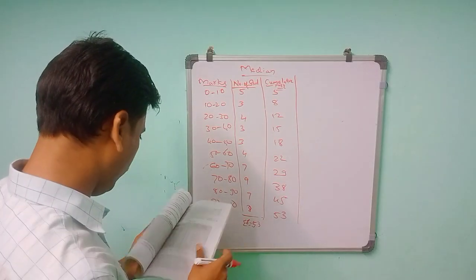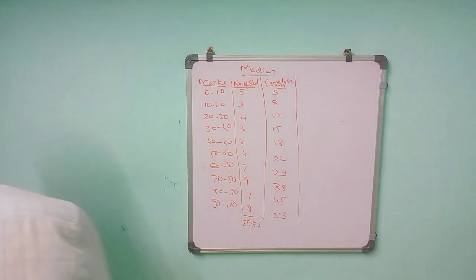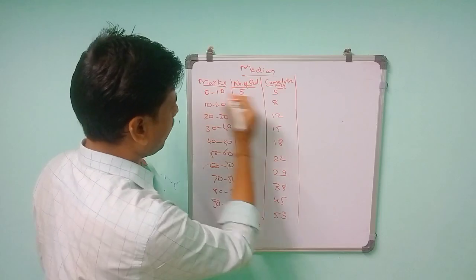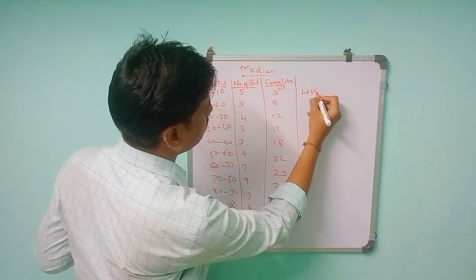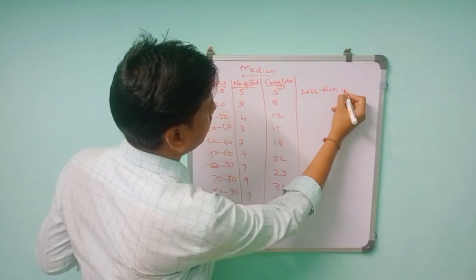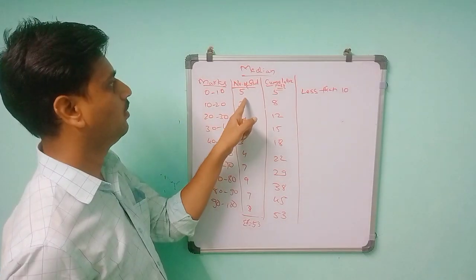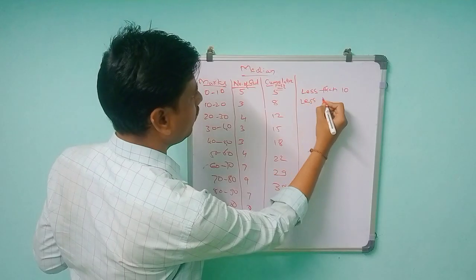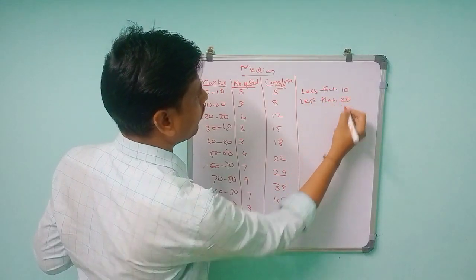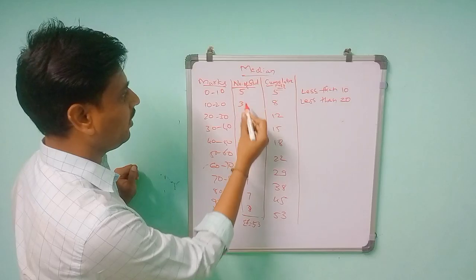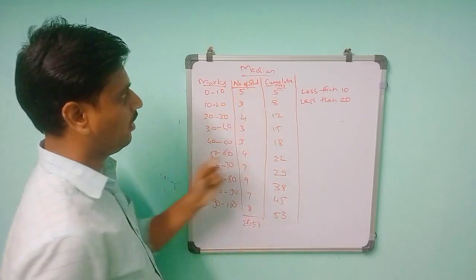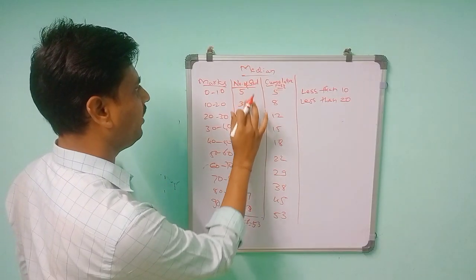There are two methods for finding this. If you write it as less than 10, how many students got less than 10 marks? It will be 5. If it is less than 20, 5 is there and 3 is there, so 8 students got less than 20 marks. We are including this 5 and 3 also.